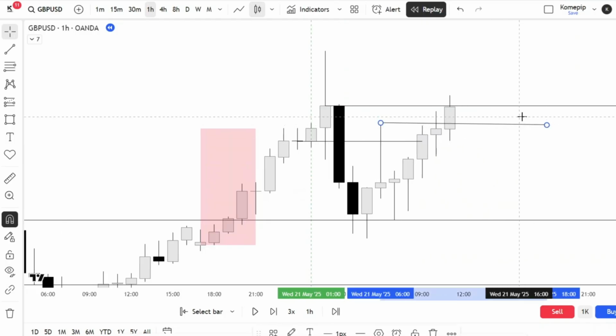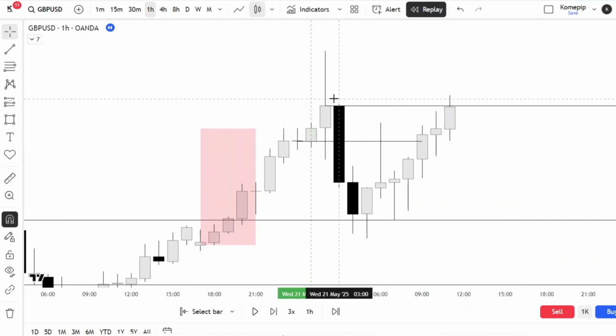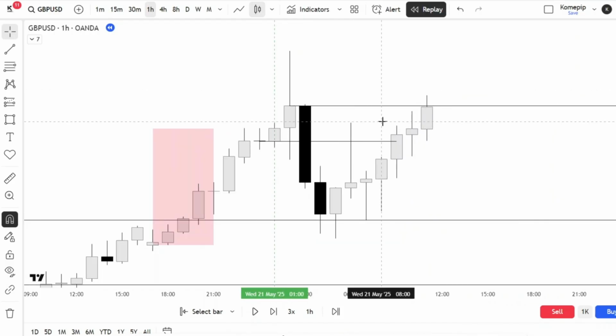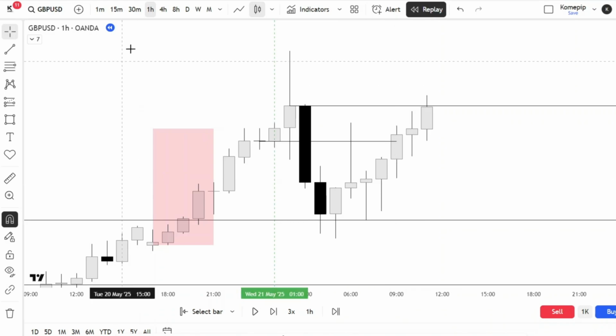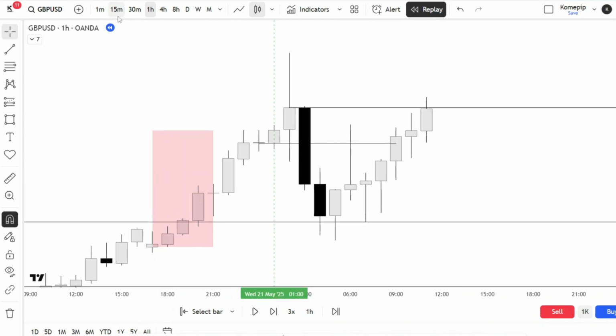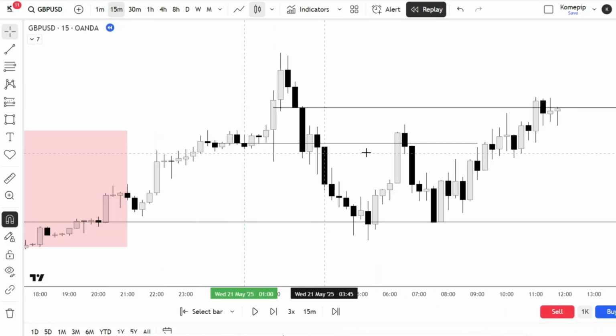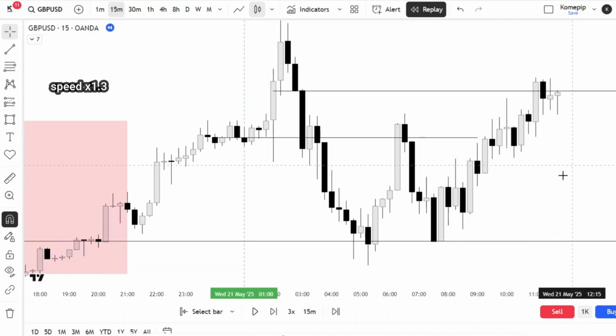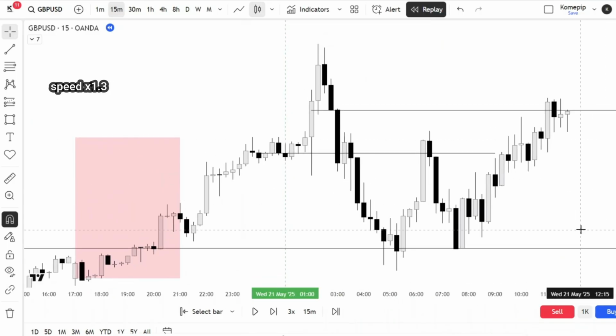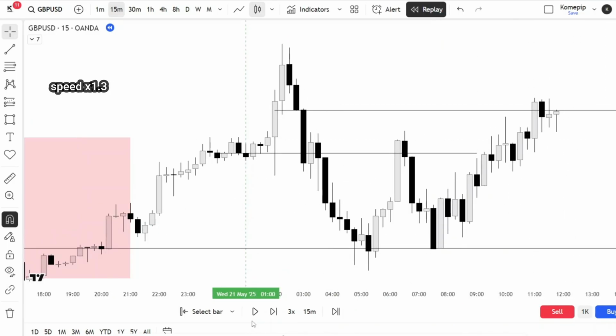So you see, price is reacting from where? A key level, right? Price is reacting from a key level. So can we actually take our entries here? Of course, but at the same time we can look for further confirmations on the 15 minutes chart. So let's play price and see exactly what we've got.